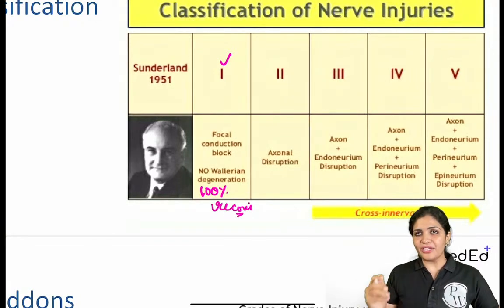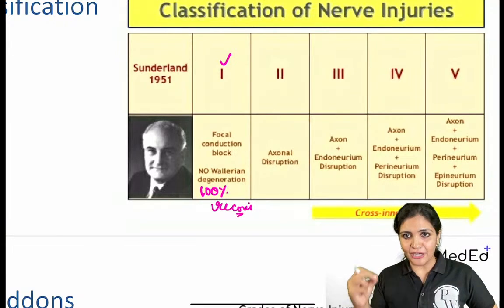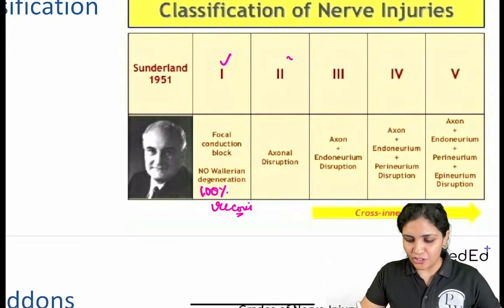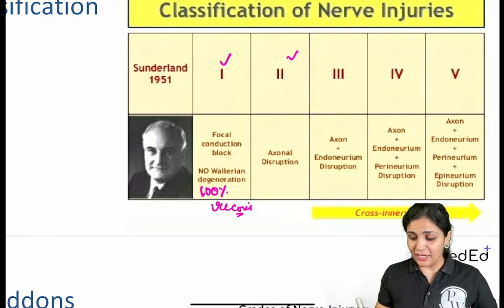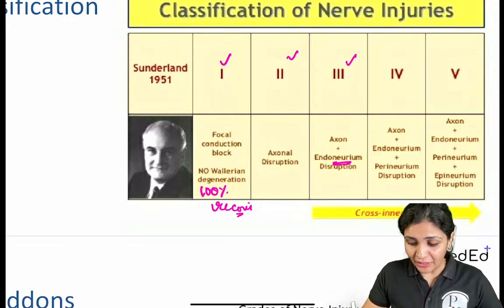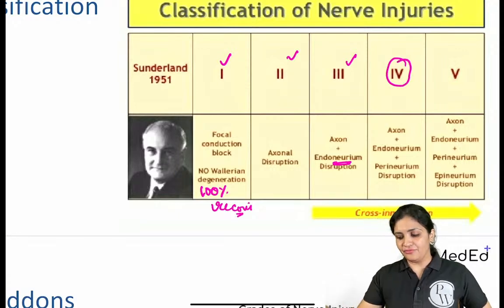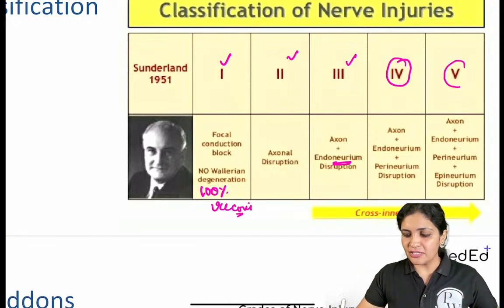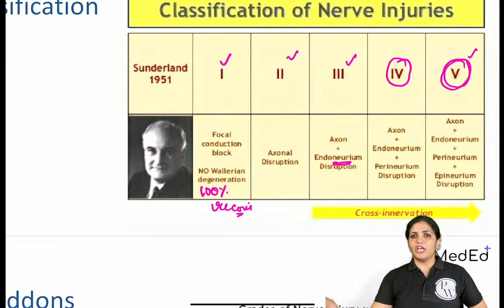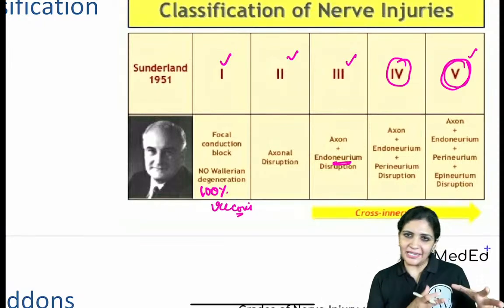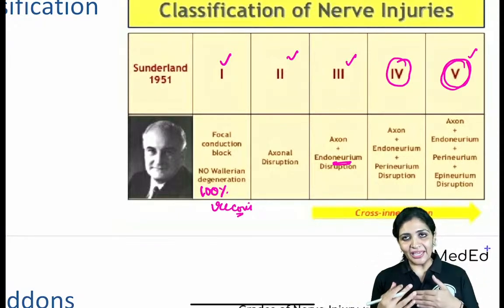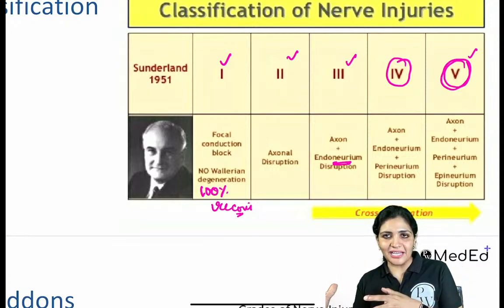Right? And then if there is only the axon which is damaged, the axon itself is damaged, then it is stage 2. If the covering of the axon, that is the endoneurium, is damaged, that is 3. And if there is a perineurium which is damaged, that is 4. And if there is complete section, that is neurotmesis, then it is 5. So Seddon has given a basic classification, but there are certain gray areas. Hence, we follow Sunderland's classification.